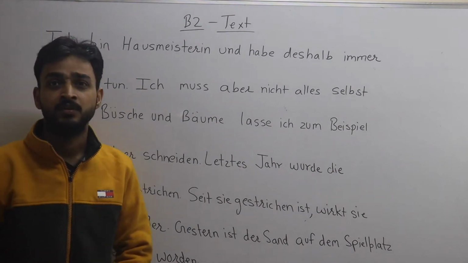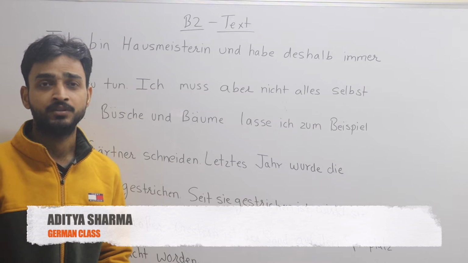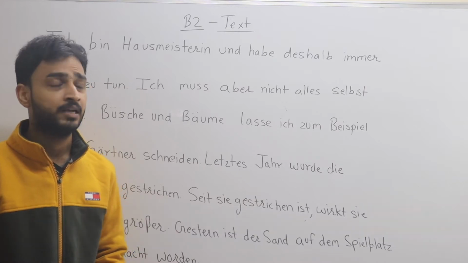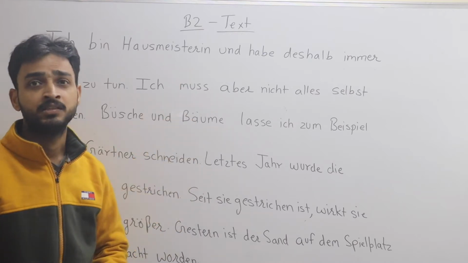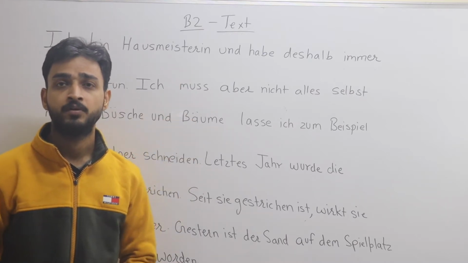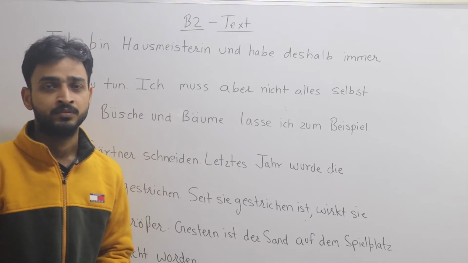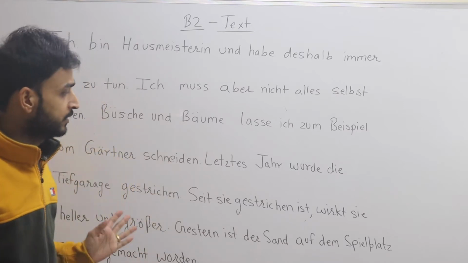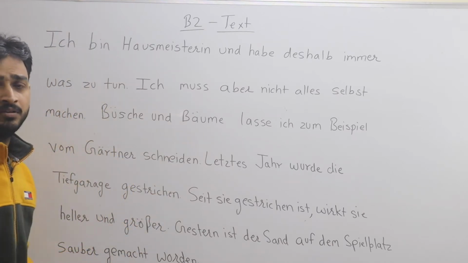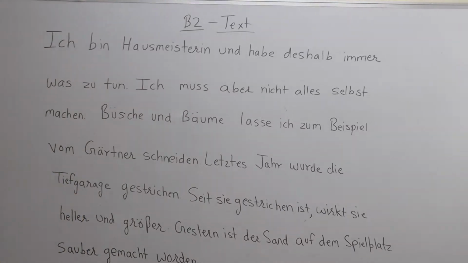German class. In today's class we read the text and find out the difficult words, and we'll see the sentence formation. The text is of B2 level, and it is very important for all of you. So let's begin. As you can see here, I have written 6-7 sentences and we'll explain this with the meaning, and you will get the entire meaning of this text.